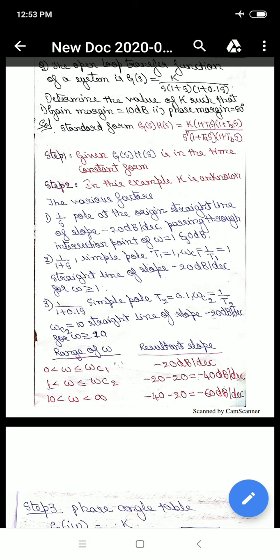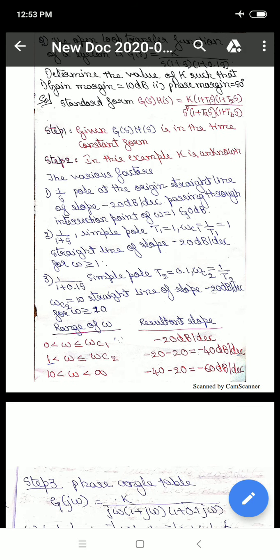Next, 1 divided by 1 plus s. It is a simple pole. T1 is equal to 1, so omega c1 is equal to 1. It is a straight line of slope minus 20 dB per decade for omega greater than or equal to 1. Next, 1 divided by 1 plus 0.1s. It is a simple pole, T2 is equal to 0.1, omega c2 is equal to 1 divided by T2, so omega c2 is equal to 10. Straight line of slope minus 20 dB per decade for omega greater than or equal to 10.